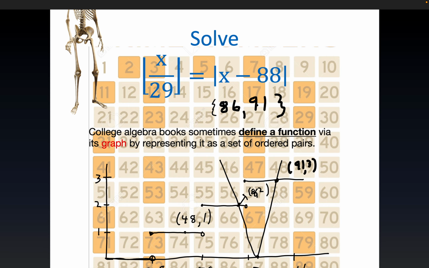I appealed ever so slightly to the definition, but and again, these functions, I didn't draw the entirety of these functions. I drew them in the relevant areas. So I'm not claiming to have graphed both functions over their entire domains, but I graphed them over the germane areas of the domain to find the only solutions. And again, 86 and 91 are the only two solutions.